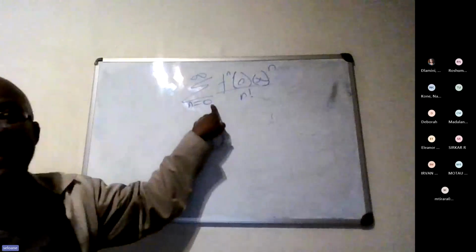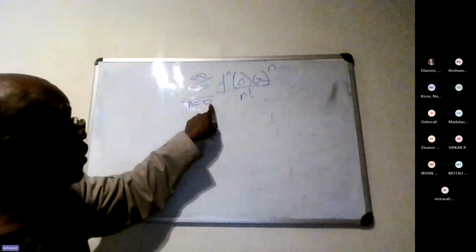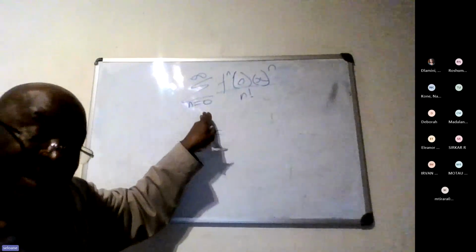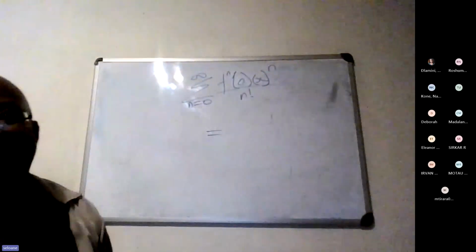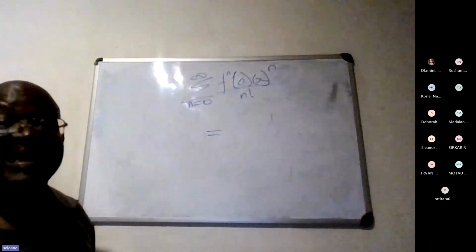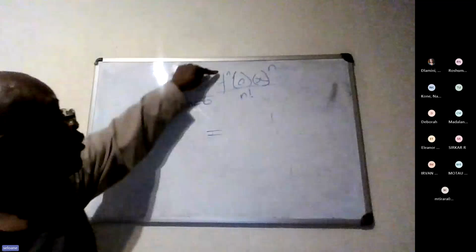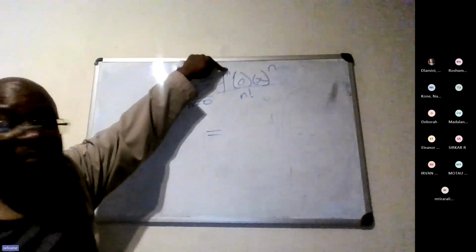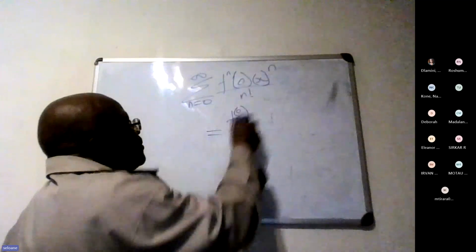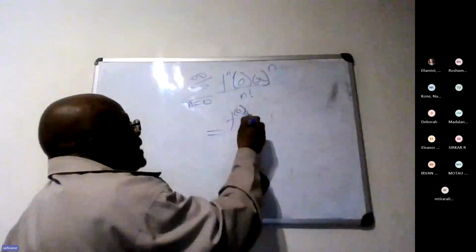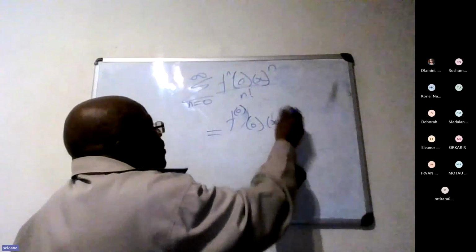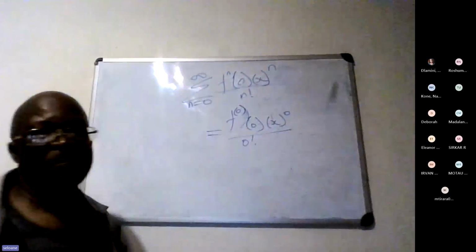You replace n by 0, you get the first term. You replace n by 1, you get the second term. You replace n by 2, you get the third term, and so on. But the formula is there. If you replace n by 0, then it will be just f of x, because n is 0. It will be the derivative of order 0 evaluated at 0, x to the exponent 0, over 0 factorial.